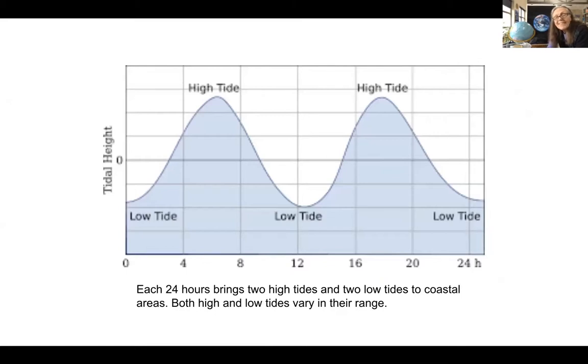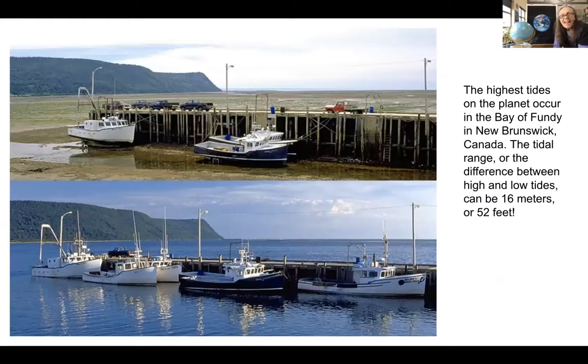So both of these things vary in their intensity, depending on where they are. So the highest tides on the planet occur in the Bay of Fundy in New Brunswick, Canada. The tidal range or difference between high and low tides there can be 16 meters or 52 feet. You can see the low tide up here on the top. These boats are sitting in the mud, okay? And look how high up the dock is. And then at high tide, the boats are floating nicely up.